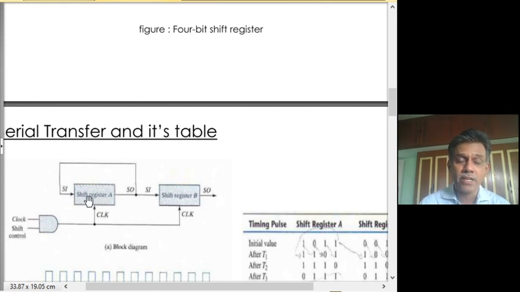If you do this operation 4 times in a 4-bit shift register, you can easily understand that the content of the register will not get changed, because this LSB will come to this MSB position during the first bit transfer, then it will move 1 bit towards the right, 1 more bit, and so on. After 4 such shifts, it will come back to its original position. So this can be used to restore the content of A.